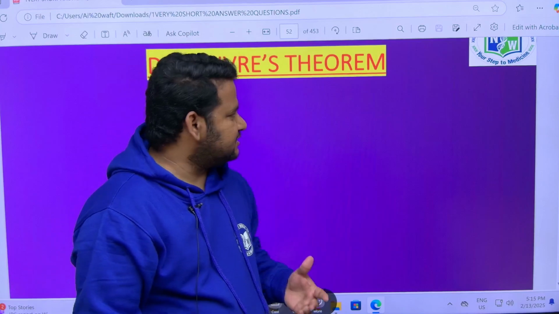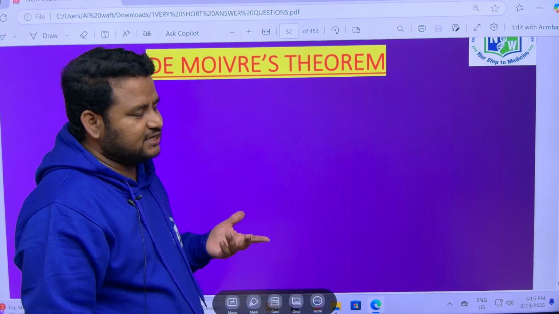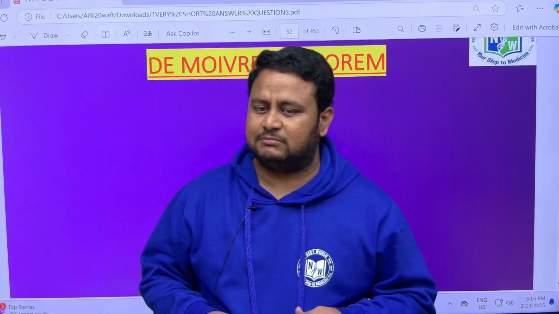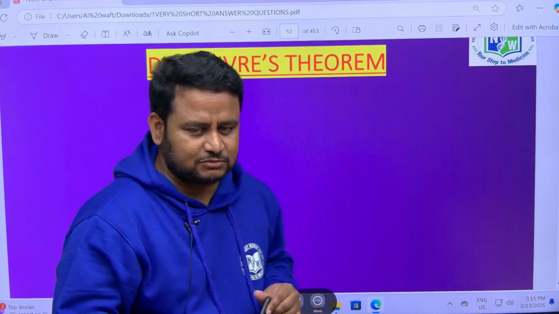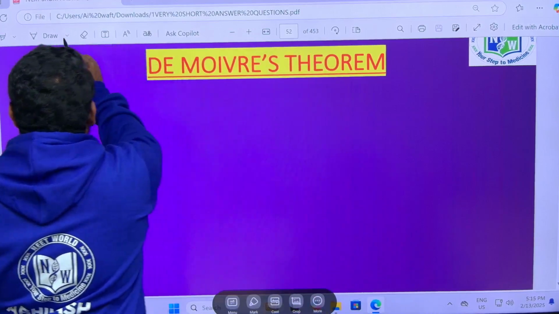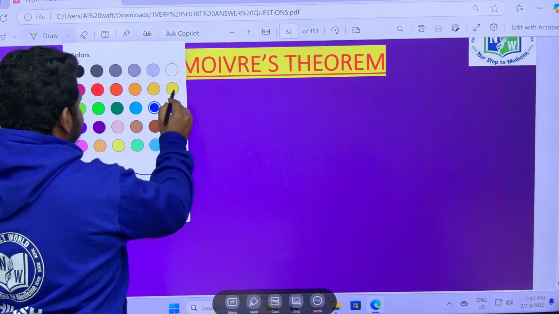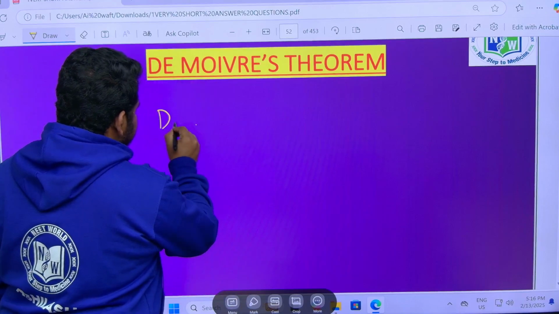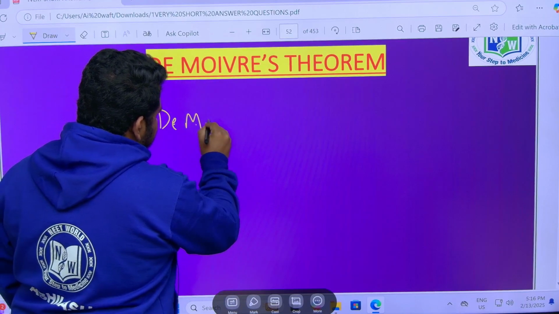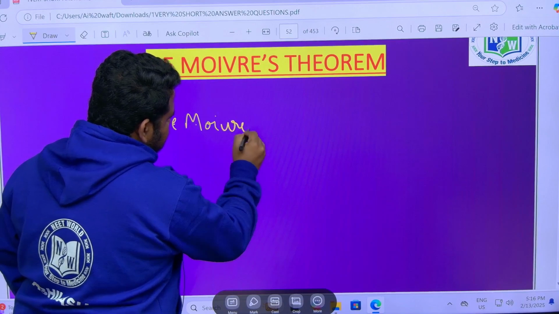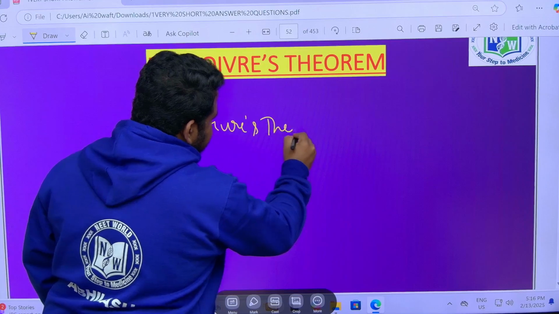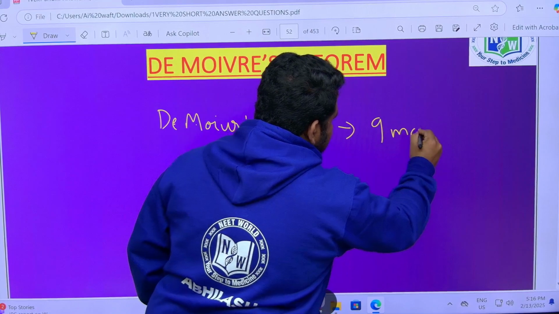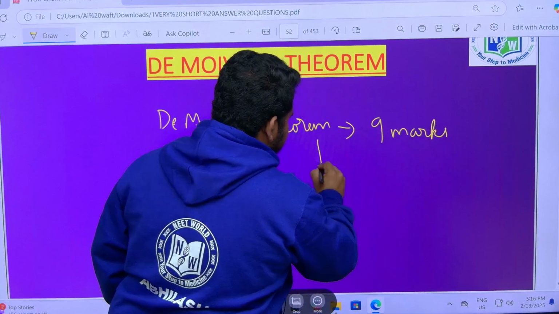Now, having said this, before going to what De-Moivre's theorem is, I'd like to inform you about the weightage it carries in the intermediate exam. This chapter carries a weightage of 9 marks. There are two questions.